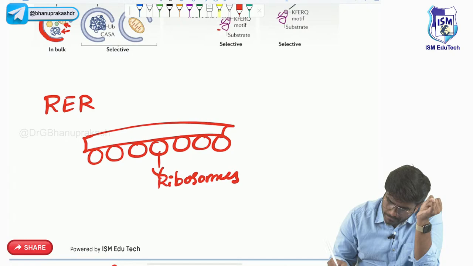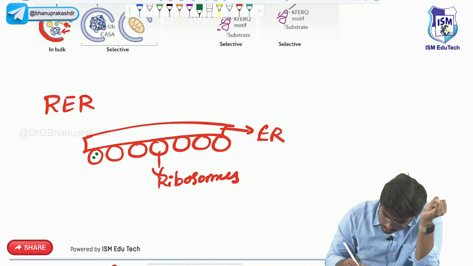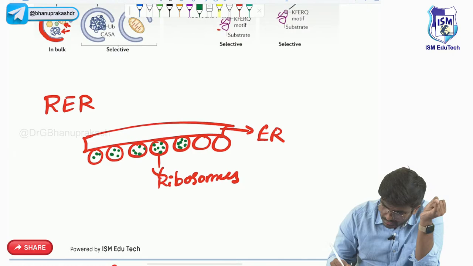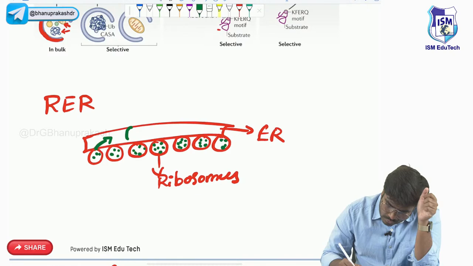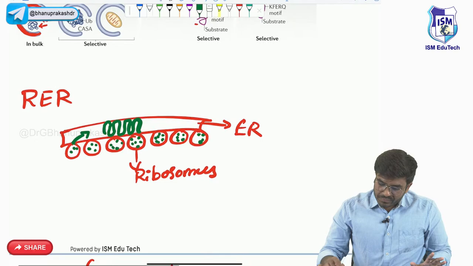This is the endoplasmic reticulum. Now, where are the proteins going to form? Proteins are formed in the ribosomes. These proteins need to be properly folded. Those proteins are going to enter into the endoplasmic reticulum. In the endoplasmic reticulum, there are proteins called chaperones. What will the chaperones do? Chaperones will properly fold the proteins into alpha helix configuration.